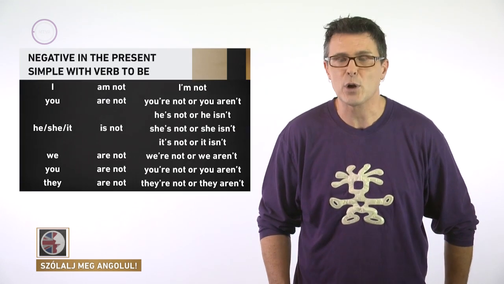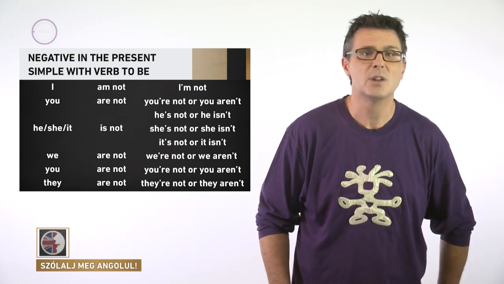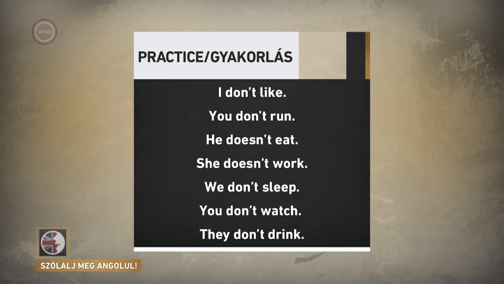Now, we also saw that when we make the negative with the present simple form of the verb to be, we use the word not. I'm not, you're not, he's not, she's not, it's not, we're not, you're not, they're not. When we make a negative sentence with other verbs in the present simple tense, we use the verb to be in the correct form combined with not and the infinitive. I don't like, you don't run, he doesn't eat, she doesn't work, we don't sleep, you don't watch, they don't drink.